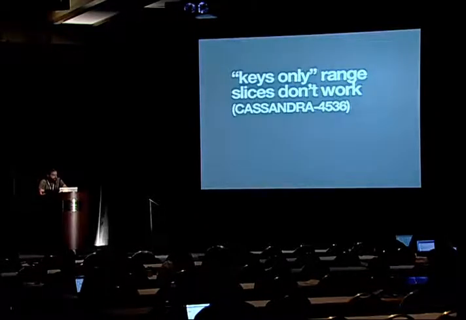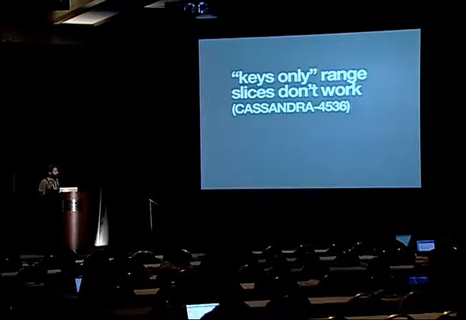Keys only range slices don't work. I use this all over the place in some of my code for what we do. There's a really efficient way to check for existence of rows in Cassandra and not have to touch the columns on the disk, where you just touch the key index. I'd recommend you look at that issue if that's a use case you use or something you think would work in your app, because it's kind of a big deal if you make use of it a lot.